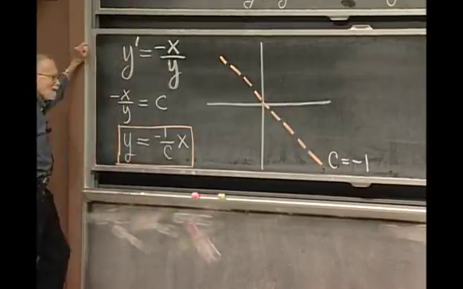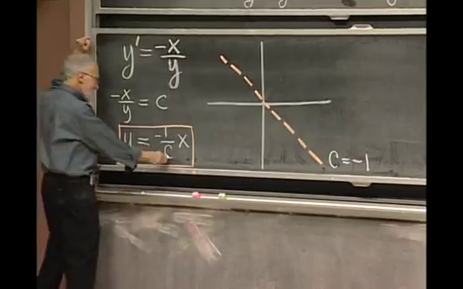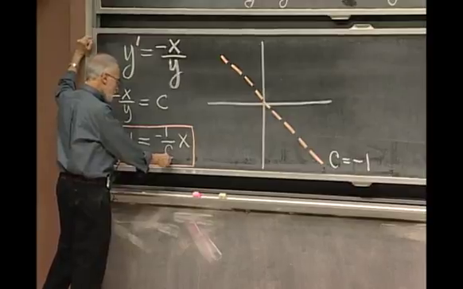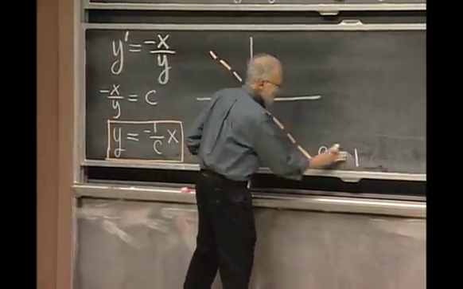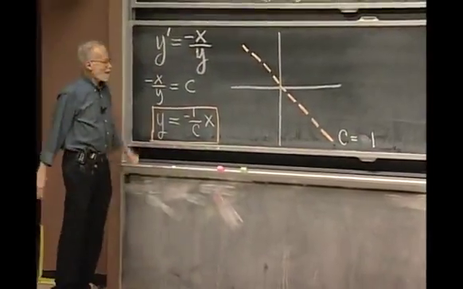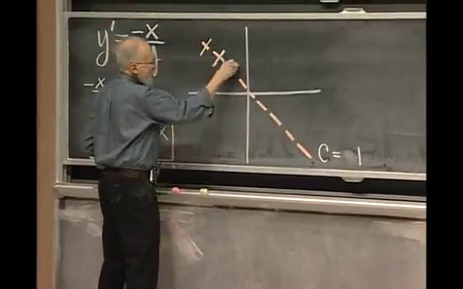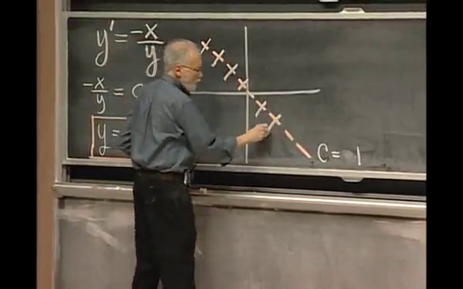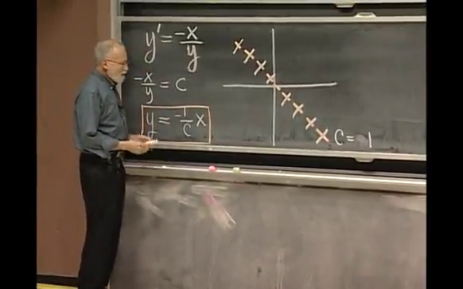Something's wrong. I'm sorry? C is equal to 1, not negative 1, right. Thanks. So c equals 1, so the line elements should be little line segments of slope 1, things of slope 1. Okay, now how about c equals negative 1?